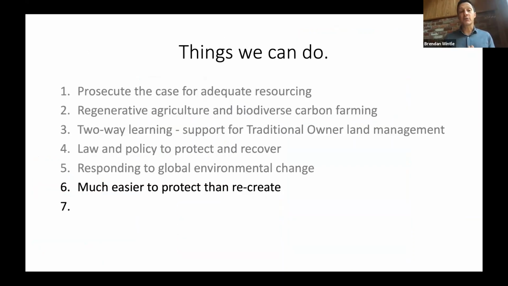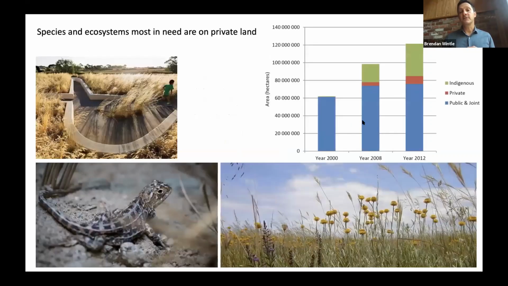It's much easier to protect than recreate habitat, we know that. So let's stop losing habitats. This graph here by James Fitzsimmons shows where our protected areas are under what tenures in Australia. You can see that the bulk, even just at 2012, of our protected areas were Indigenous protected areas and public land. There's this sliver in here that still sits at around 7 or 8% of private conservation areas.